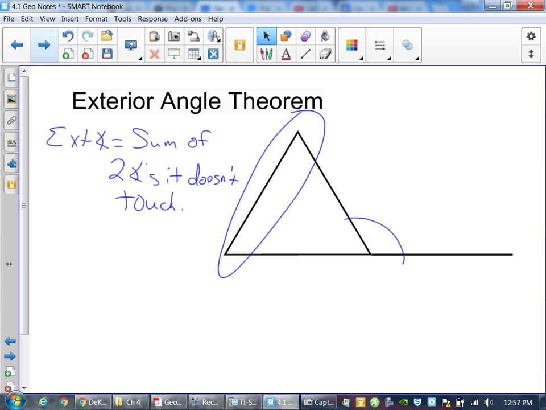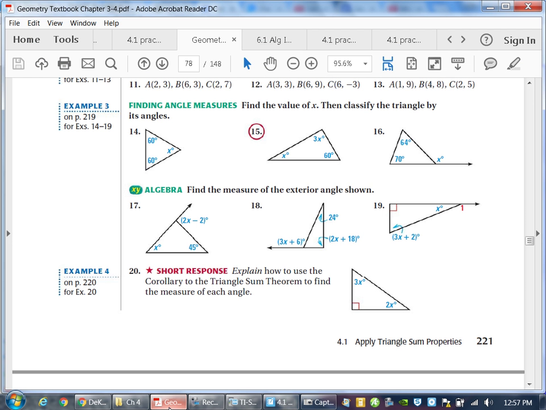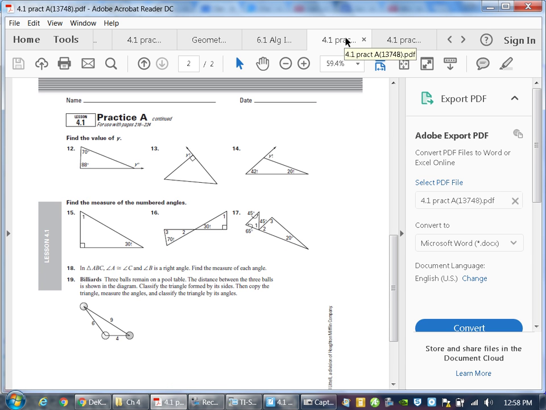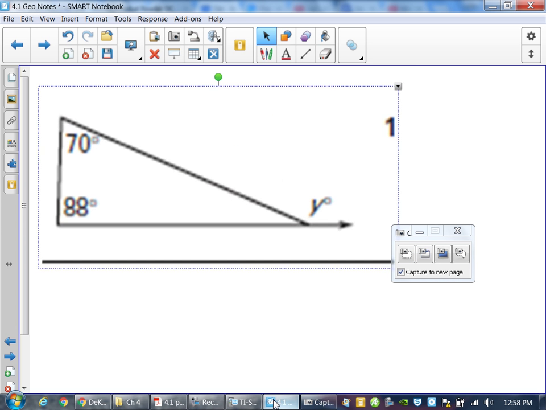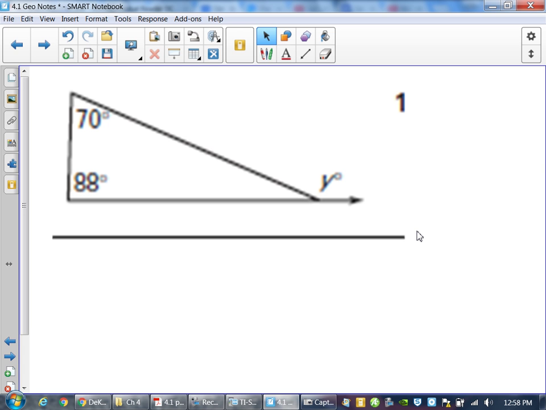All right. Now, we talked about this before. We actually did the proof of this last week. I'm not going to bother doing that again. But you're going to be able to do stuff like this. Y is the exterior angle. It's the angle on the outside. So, what does it have to equal?